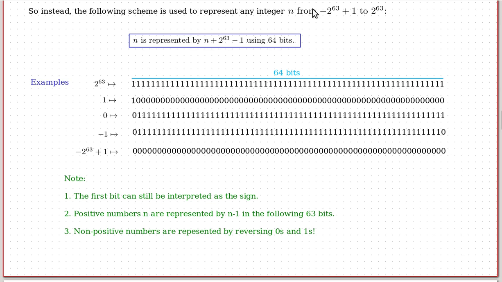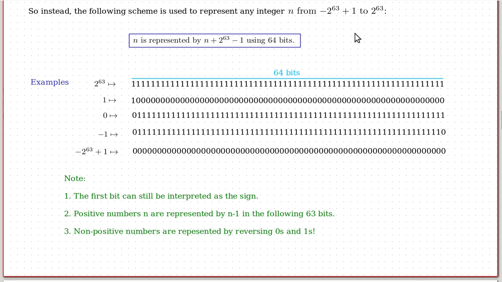So what we do is we'll be able to represent any number from negative 2 to the 63rd plus 1 to positive 2 to the 63rd, and we will use all 64 bits. We do not have a sign bit in a sense. I'll comment on that in a minute. What we do is we take whatever number n that we want to represent, and instead we represent the number n plus 2 to the 63rd minus 1. And then we represent this number using 64 bits.